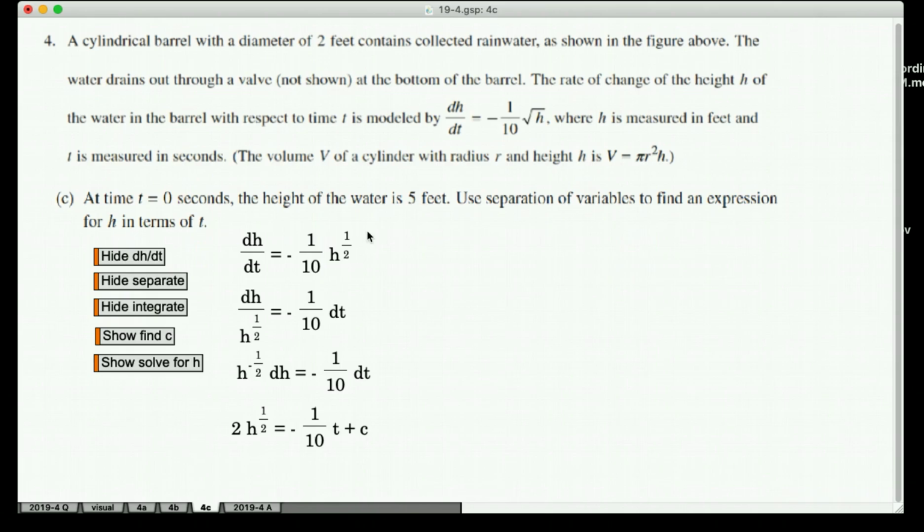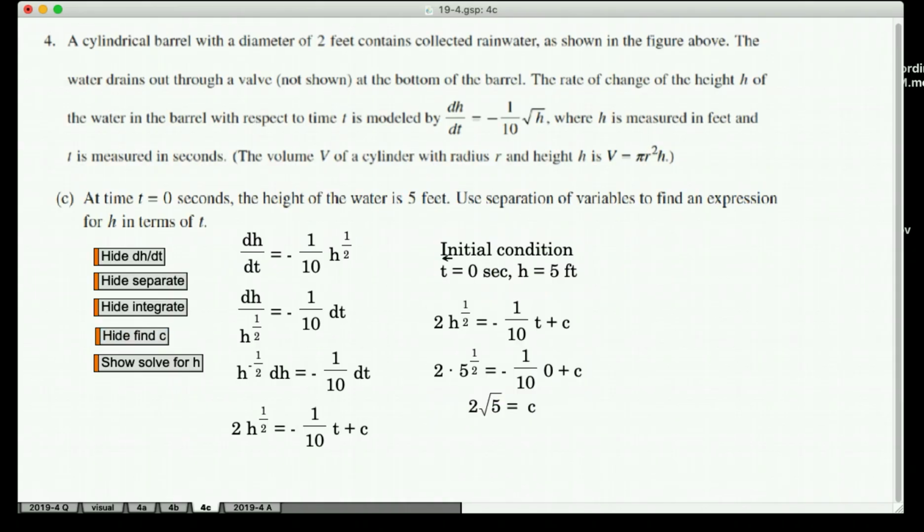Okay, so the next thing we have to do is use our initial condition: at t equals 0 seconds, we're at 5 feet, and find c. So when t is 0, the height is 5 feet. So this becomes 2 square root of 5, and 0 times 1/10 is 0, so c is equal to 2 root 5. And now we have to just plug this back into the equation and then solve for h.